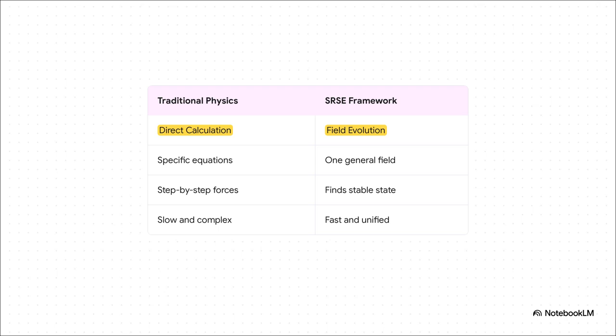The SRSE framework? Totally different. It's all about field evolution. You use one general field, and you let the entire system naturally find its own most stable, low-energy state. It's not calculating every little interaction. It's letting the final, holistic answer reveal itself. And that is the secret to its incredible speed.